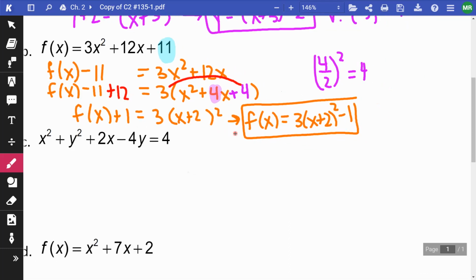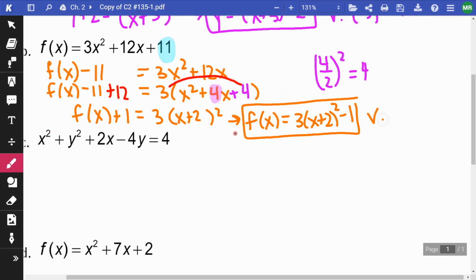That is going to be my equation. And then when they ask us for the vertex, it's going to be whatever makes this 0, which is going to be -2, comma, -1. So I'm going to get -2, comma, -1 for my vertex.